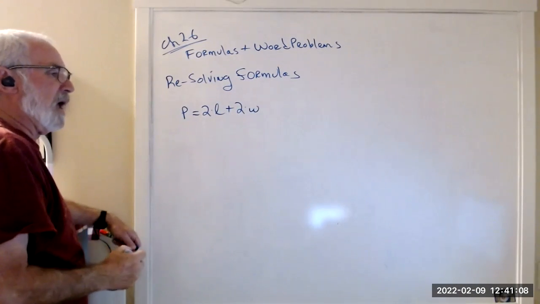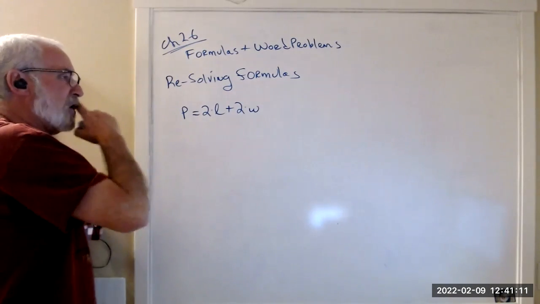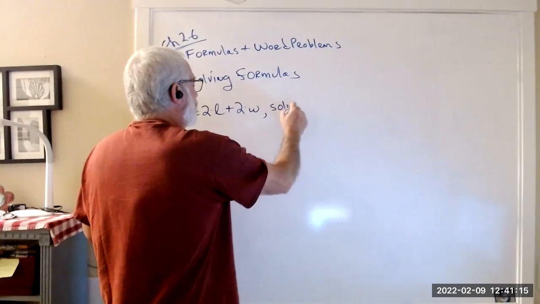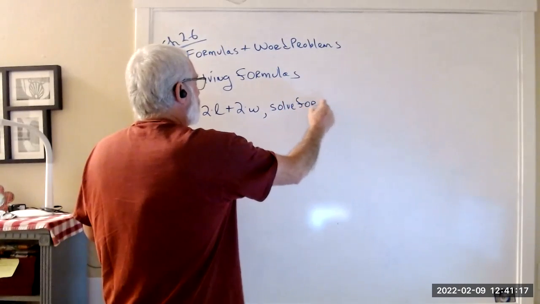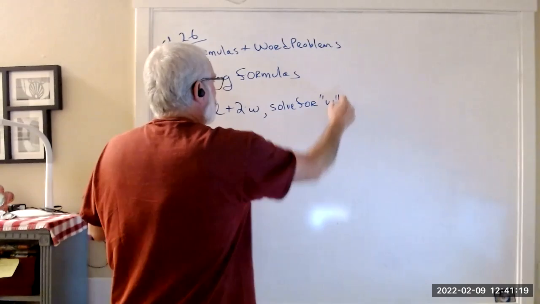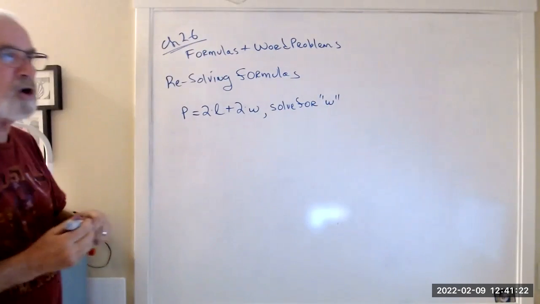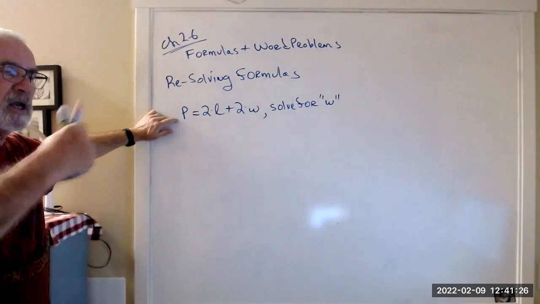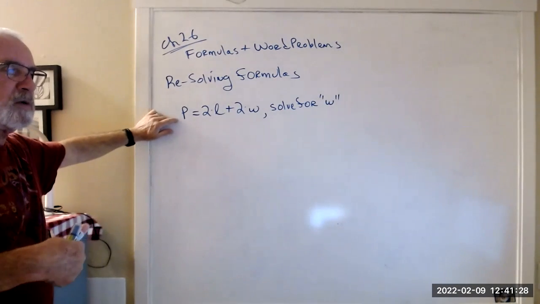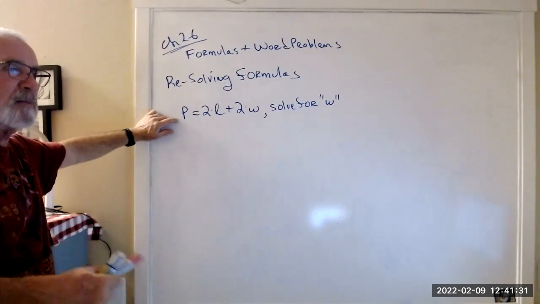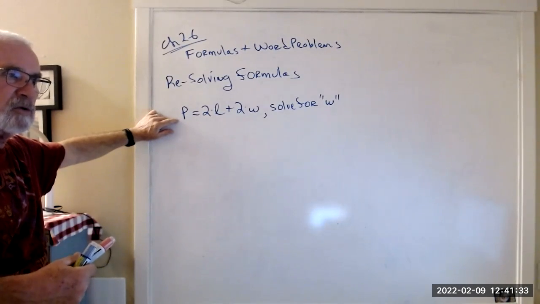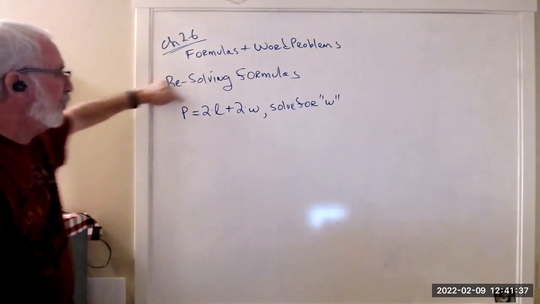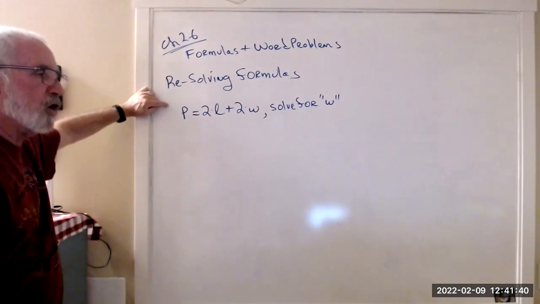Okay, and you'll see something in the directions. It may say solve for, oh, I don't know, W. See, this is solved for P because P is by itself. In algebra language, when we say solve for X, that means get X by itself. This is P is by itself, so this formula has been solved for P.